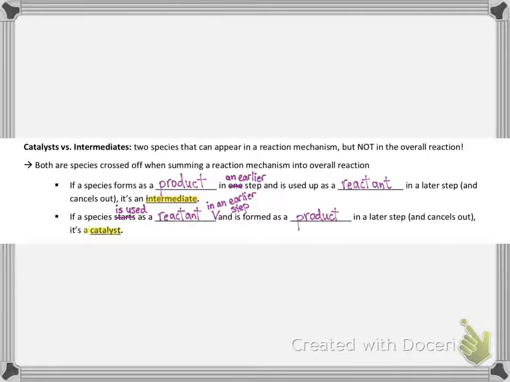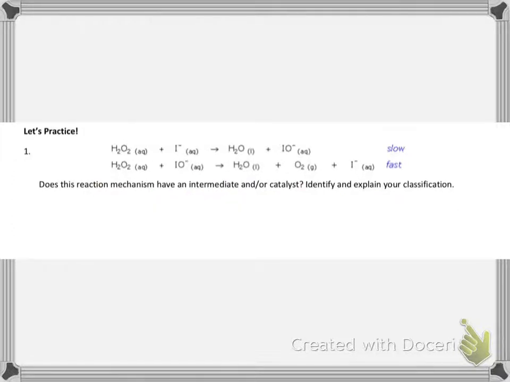So let's try an example. So here is a particular reaction mechanism. It's two steps. And I would like to know, does this reaction mechanism have an intermediate or does it have a catalyst? Or neither, or both? I just don't know. So I would like you to try to figure it out. And then when you are ready to check your answer, unpause the video. But pretty please make sure and try it first.